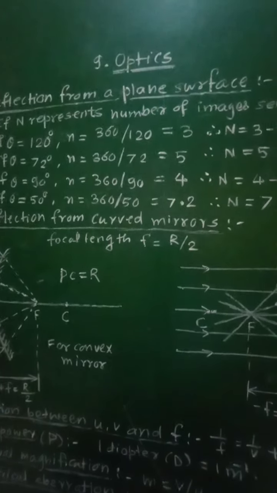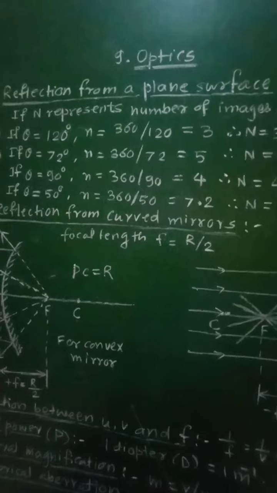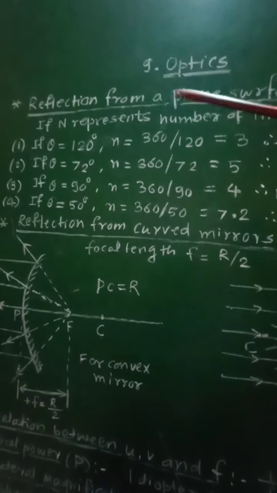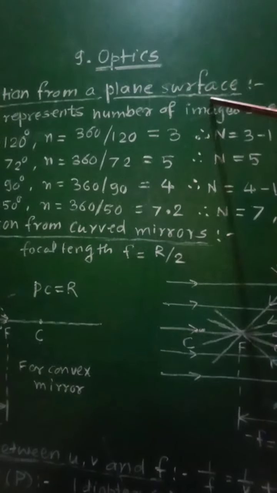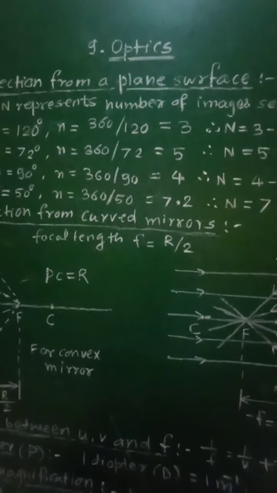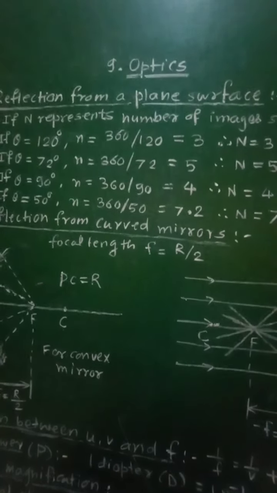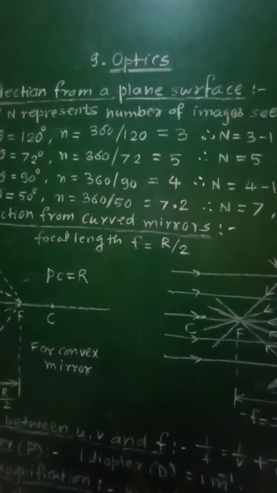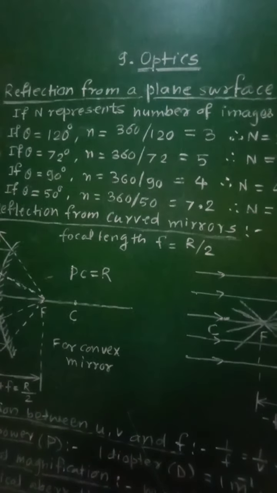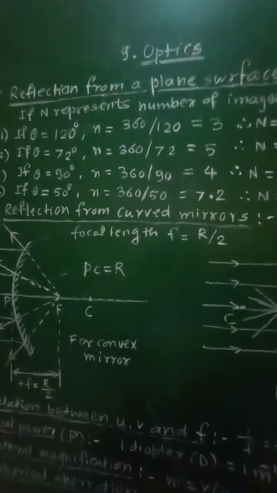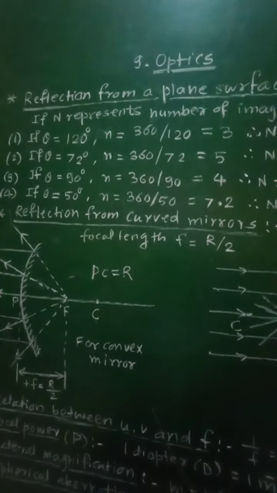Class 11th, subject physics, 9th chapter, optics. From this chapter, let us see the reflection from a plane surface. If you consider a plane mirror, then how the reflection from that plane mirror will take place, that we will have to study in this point. In all three cases, we will explain regarding this reflection from a plane surface.